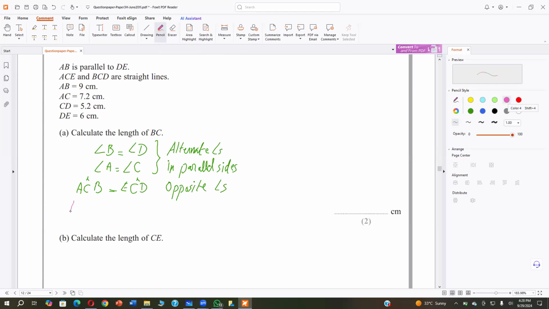So triangle ACB is similar to triangle ECD. Look at this. Now we have the similar triangles. Similar triangles have a common ratio. So how can I use this knowledge here?